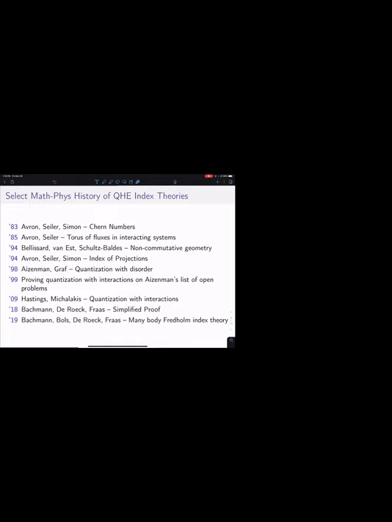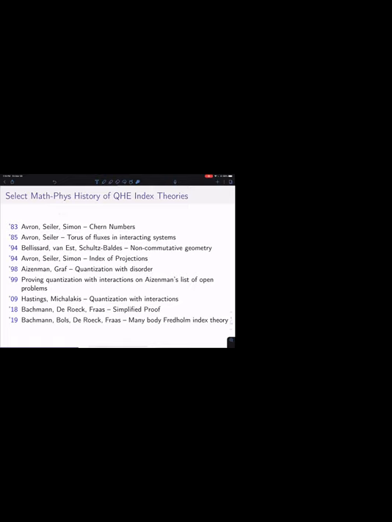And so various explanations and various index theories that were used to describe quantum Hall effect. And I will talk about some of them more later in detail. So the first one was 83. Avron, Seiler, and Simon was the first mathematical physics work using Chern numbers to explain quantum Hall effect. There was, of course, previously work of Thouless that expressed the Hall conductance as a Chern number. And this was for non-interacting systems.